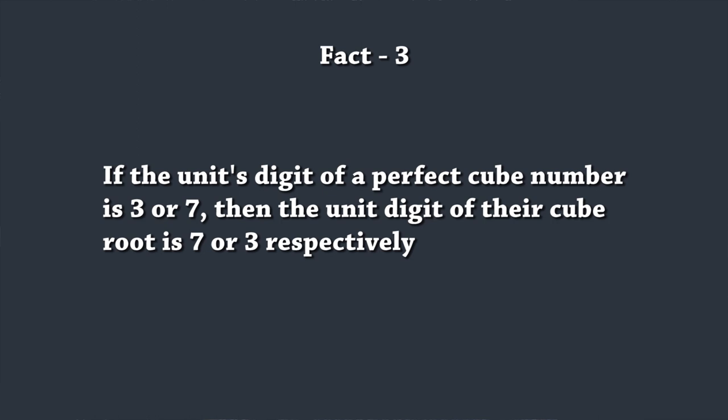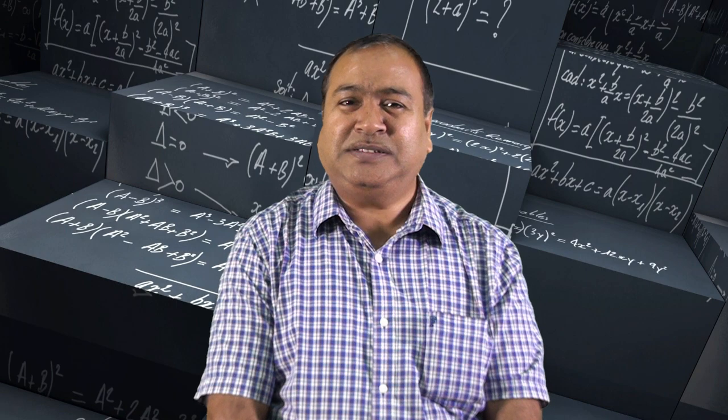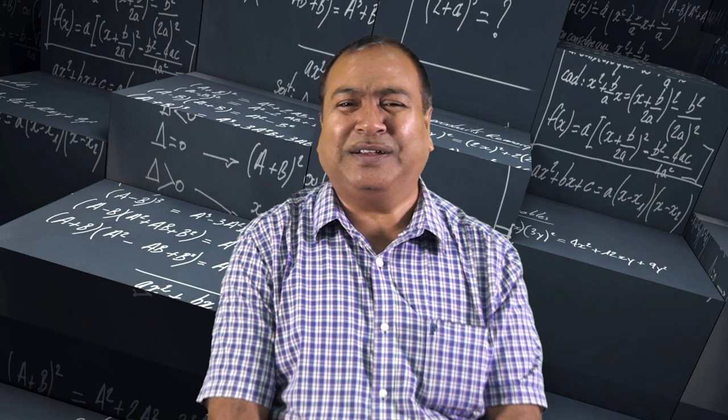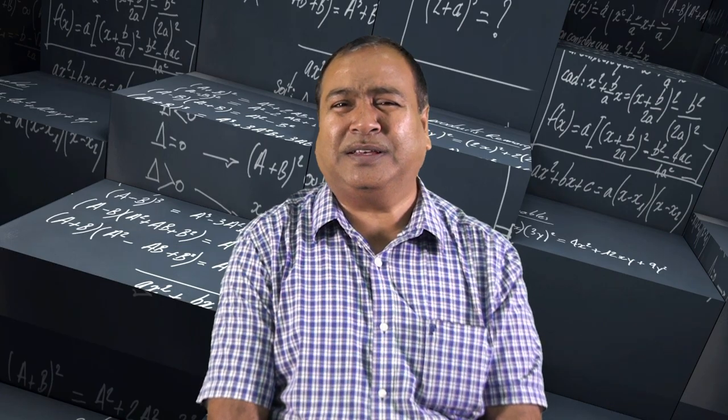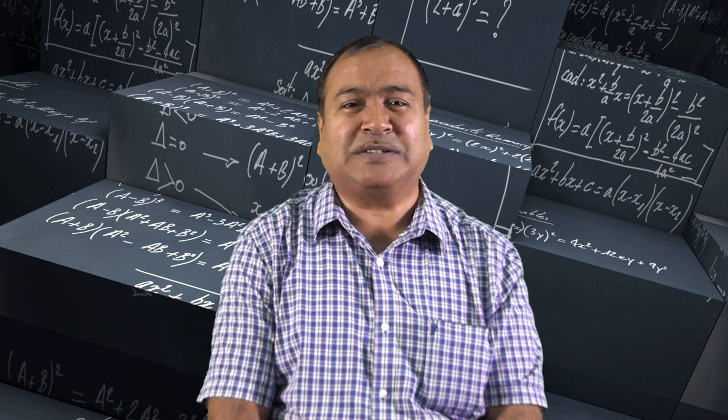Please observe the fact 3 in the above chart. Step 3. Look at 5 cube is less than 148, which is less than 6 cube. Step 4. By considering the smaller number in the above inequality, the tens digit in the answer must be 5 only. Hence, the cube root of 148,877 is 53 only. Do you find it is very interesting? So like this, we can apply this technique on higher digit numbers and find the answers very easily if the given number is a perfect cube number.